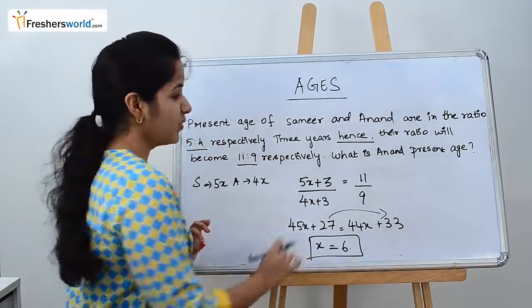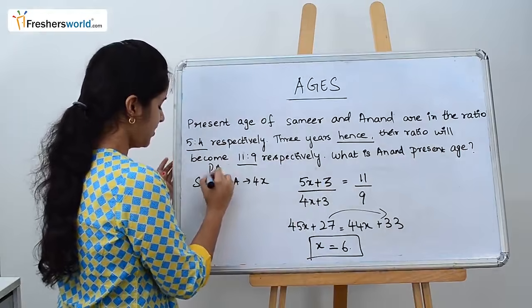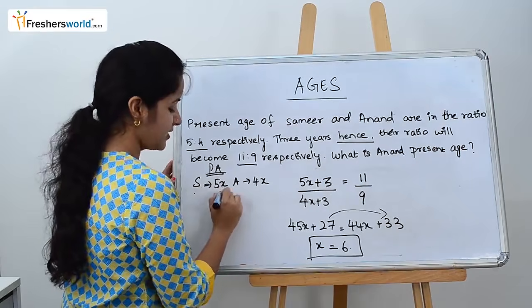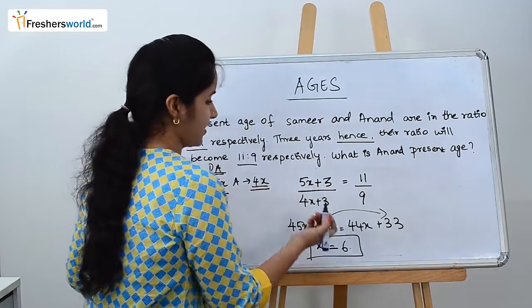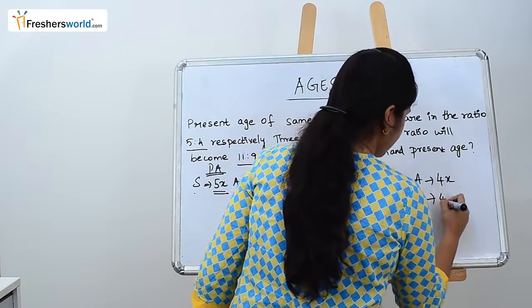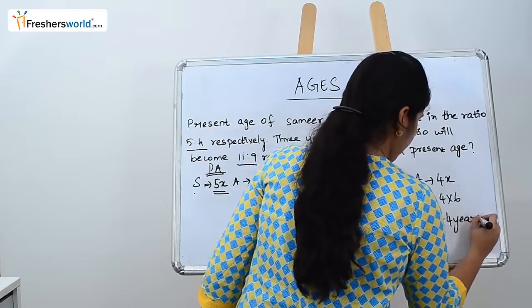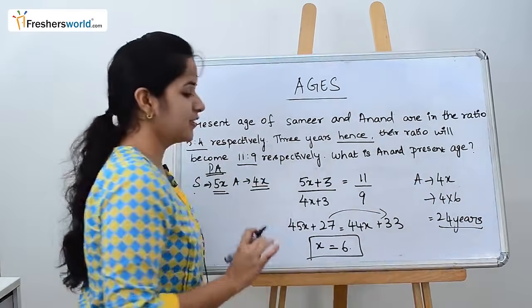So what are they asking? What is Anand's present age? We know that this is the present age, so for Samir it's 5x and for Anand it is 4x. So we have to find Anand's age. 4x is nothing but 4 into 6, which is 24 years. So now we know Anand's present age.